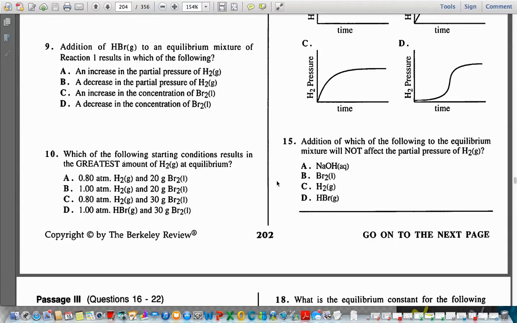So HBr would, H2 would. Now, why would NaOH? NaOH would neutralize some of the HBr. Oh, okay. You have an acid-base reaction, right? Yep. B is the best answer. Okay. Yeah, I think that's the easiest one.